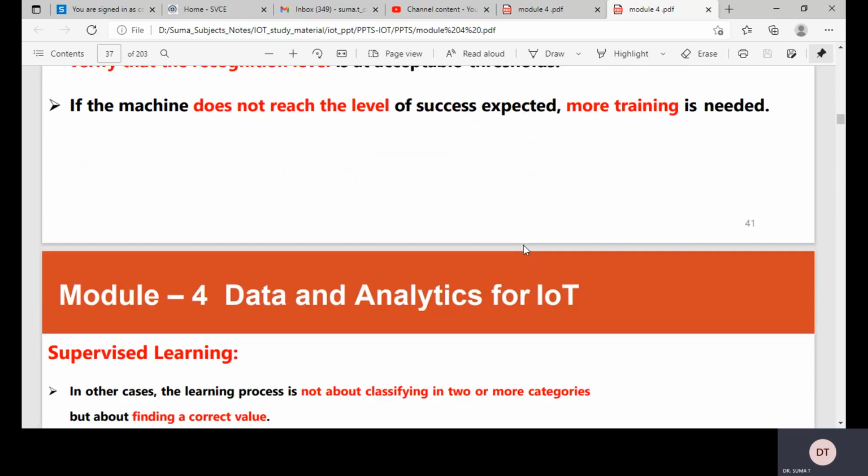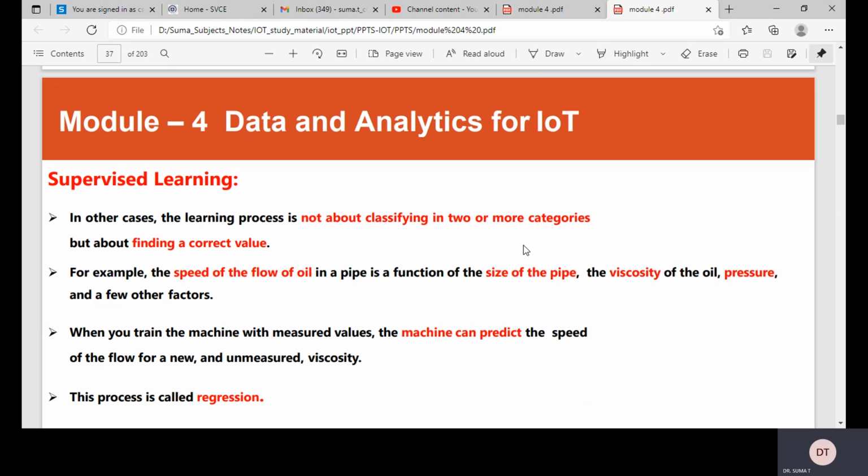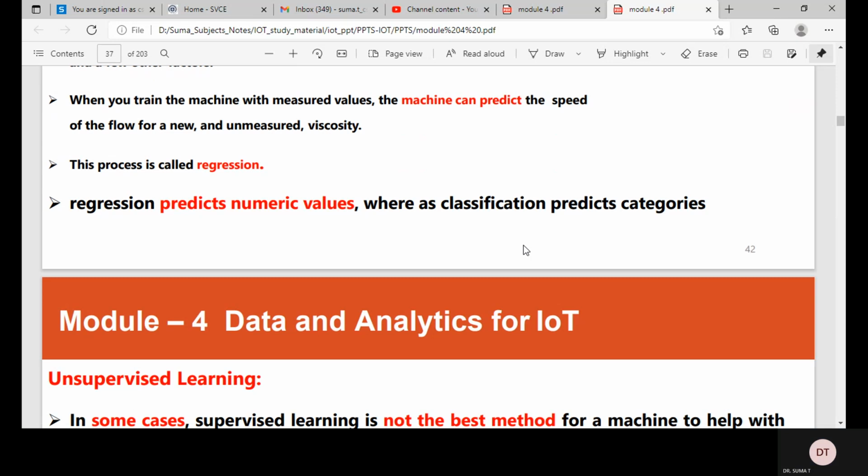If more training is needed, okay. In other cases, the learning process is not about classifying into two or more categories, but about finding the correct value. Taking the pipe example I mentioned, the flow speed is a function of the size of the pipe, viscosity of the oil, pressure, and so on. Regression predicts numeric values, whereas classification predicts categories. This process we call regression. Okay.